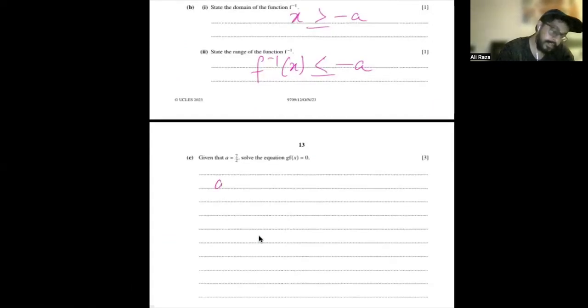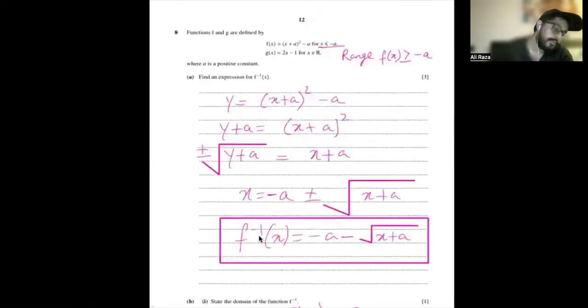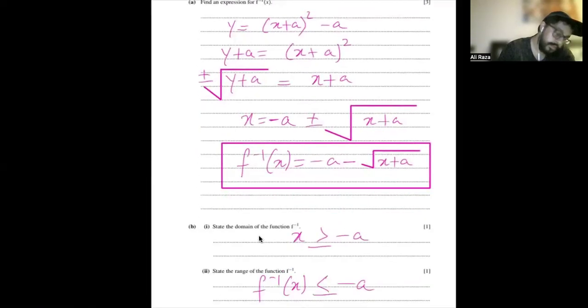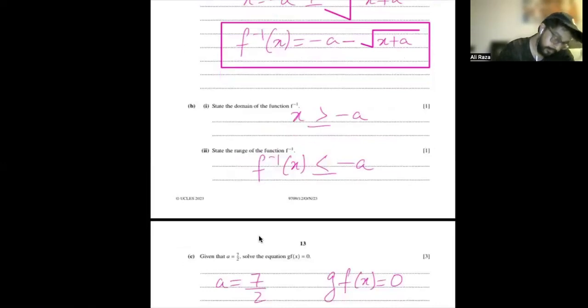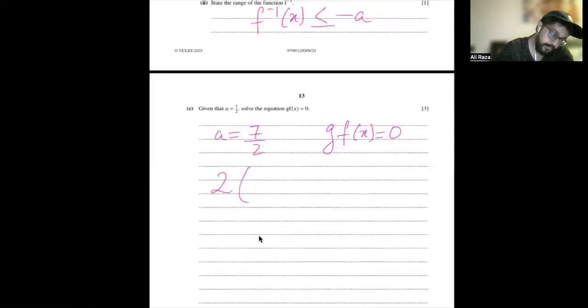We're given that a is equal to 7 upon 2. We need to solve the composite function g of f of x equal to 0. For g of f of x, I'll plug in the function fx in place of x in the function g. So this would be 2 bracket x plus a whole square minus a, minus 1.